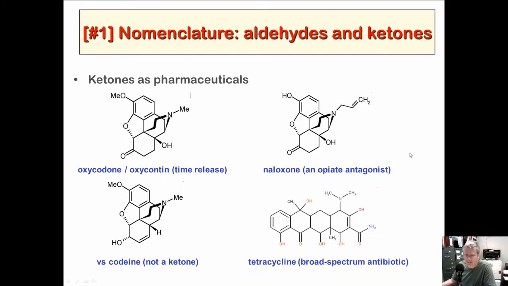Just another example of a ketone. There's a bunch of ketones in drugs, but tetracycline has a ketone functional group, and it's an antibiotic. There are all sorts of classes of drugs that have ketones in them.